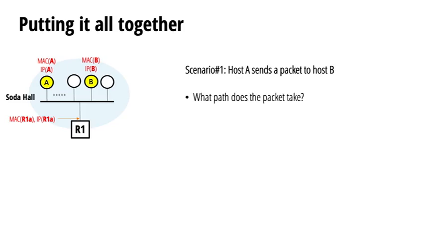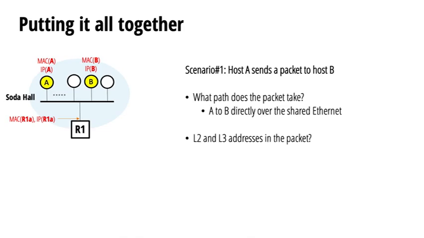Let me do this one, and then this one's actually, I think, simpler, and then I'll hand it over to you guys. What path does the packet take in this case? It's directly A to B over the shared Ethernet. A just has to put the packet down, B has to pick it up. What are the L2 and L3 addresses in this packet? So think first of the L3 addresses. The destination is the IP address of B, source is the IP address of A.